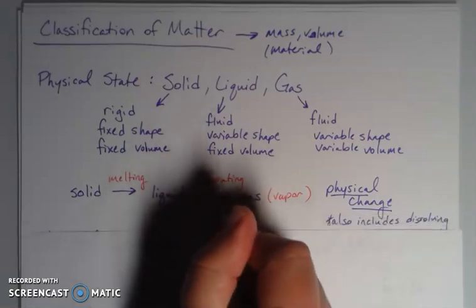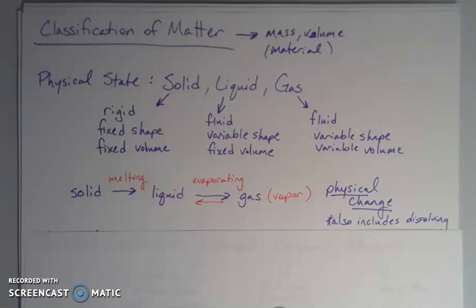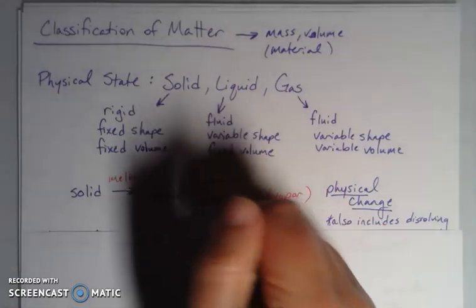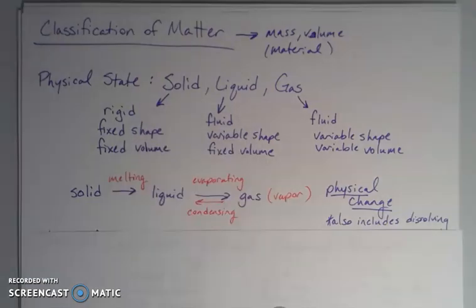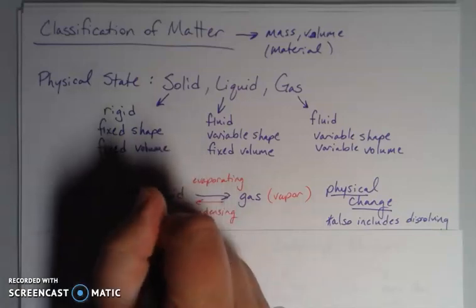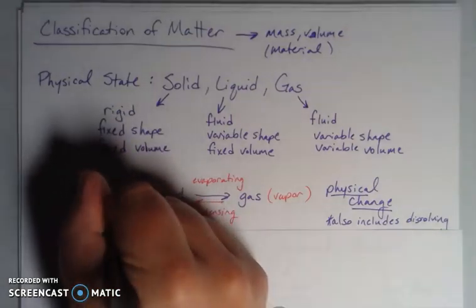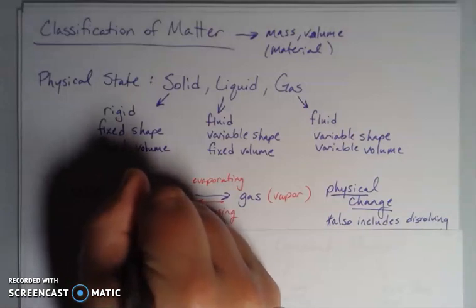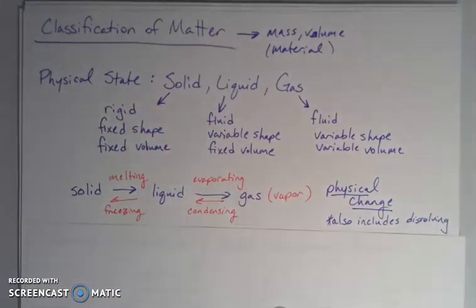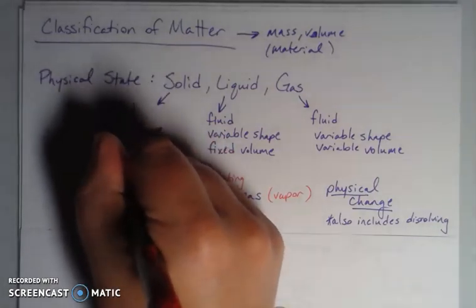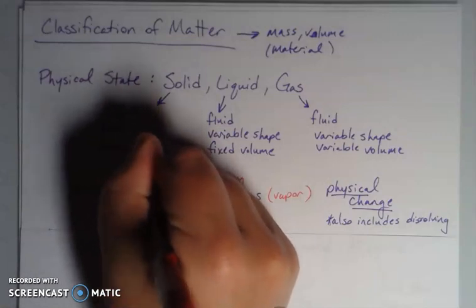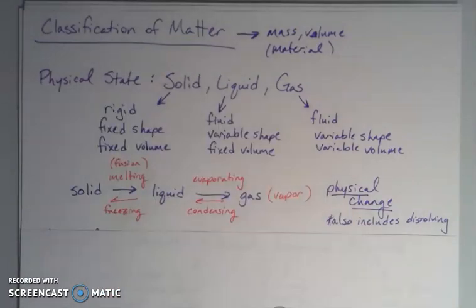And we can go in the other direction too. We can phase change in the other direction. We can go from a gas to a liquid, right? And that would be condensing. Kind of like the steam from our shower would condense onto the mirrors. And then liquids can go to solids when we freeze them. So those are terms that shouldn't be too unfamiliar to you. Sometimes when we go from a solid to a liquid, we also call this fusion. So fusion is also melting.